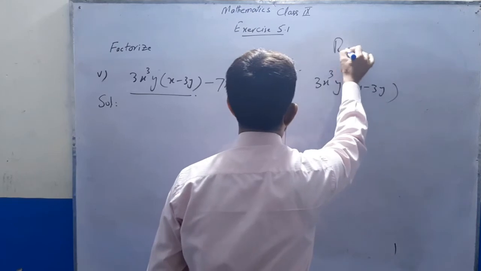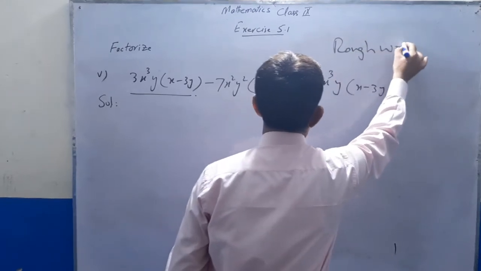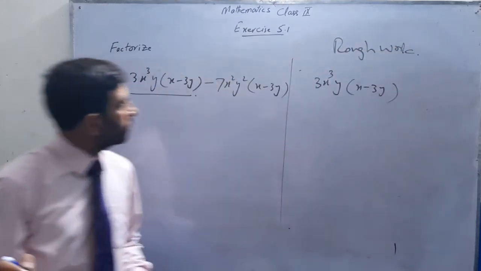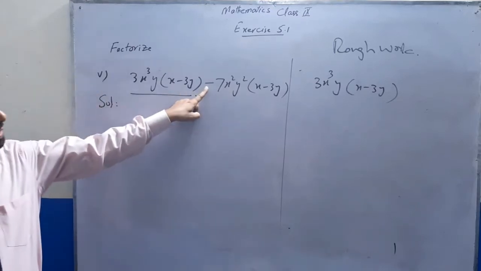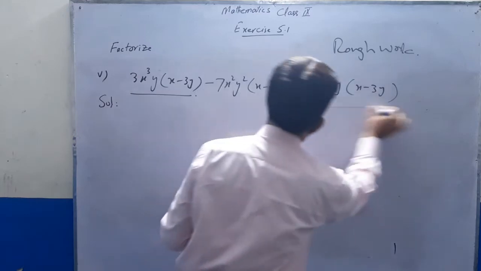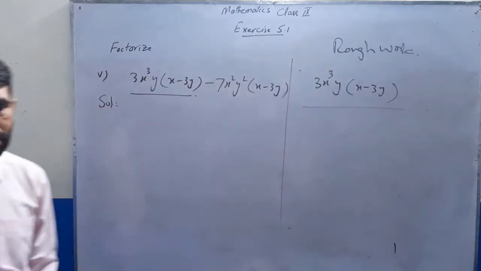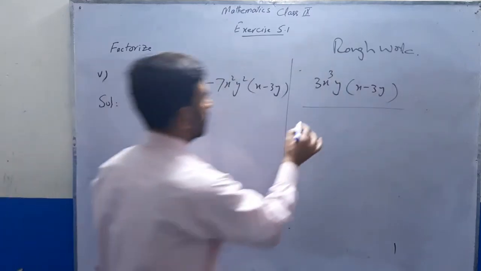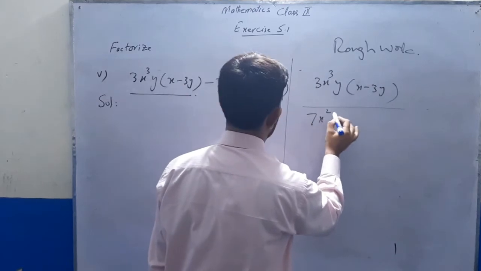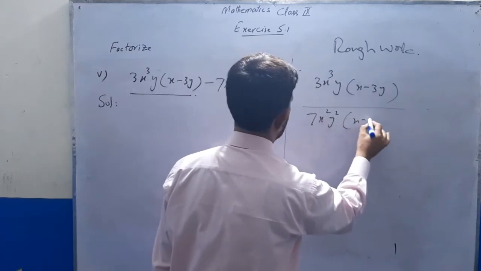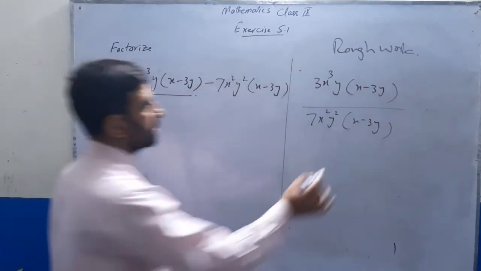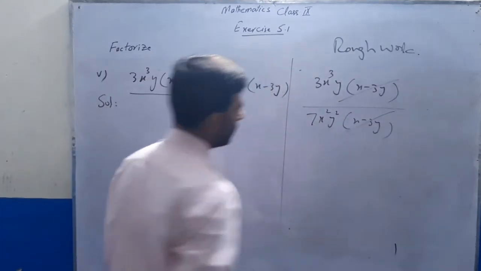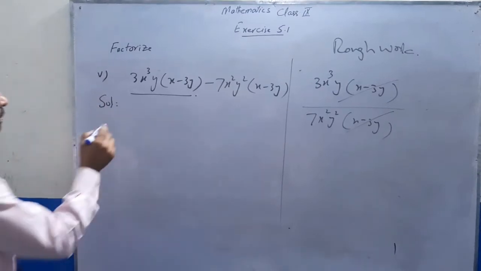It is rough work. The first term is being factorized now, and as you know there is a minus sign, so a line will be drawn. And then a new term is started, so right here 7x squared y squared and (x minus 3y). So what's common over here? x minus 3y exists in both the terms, so this is common.